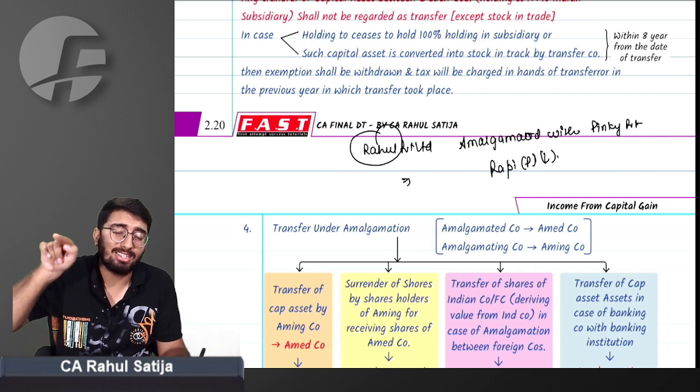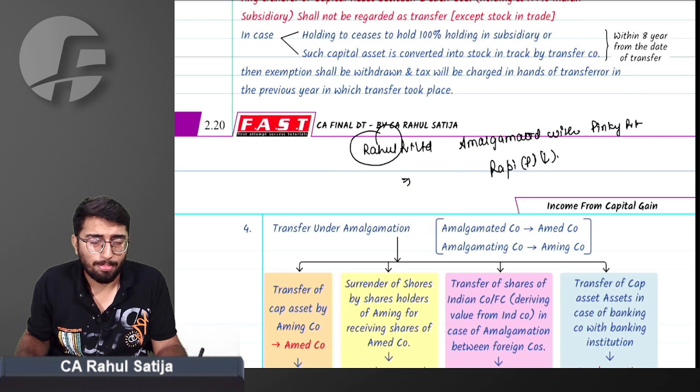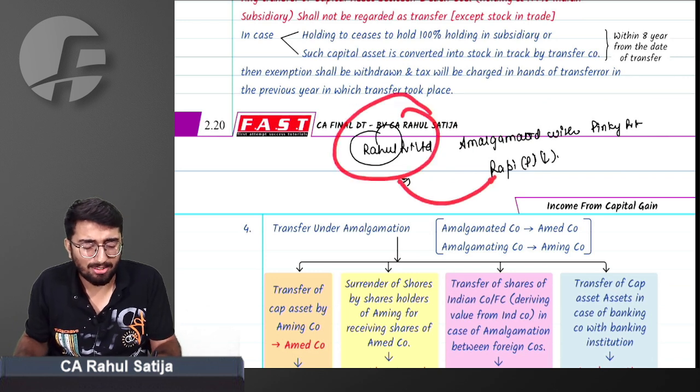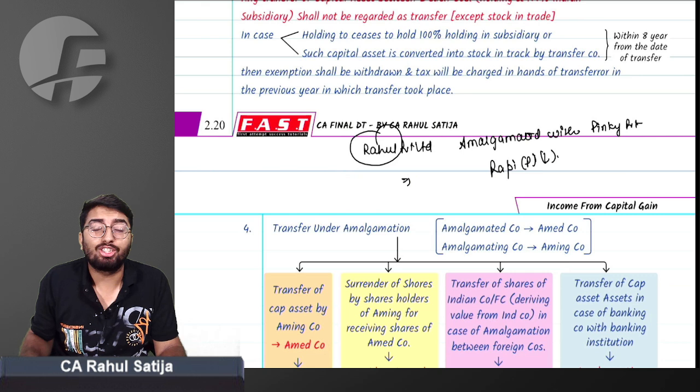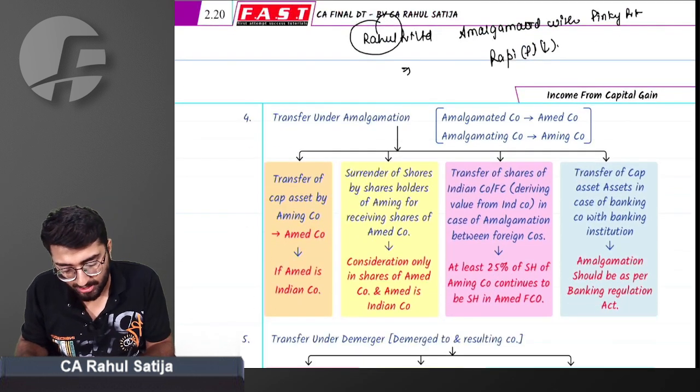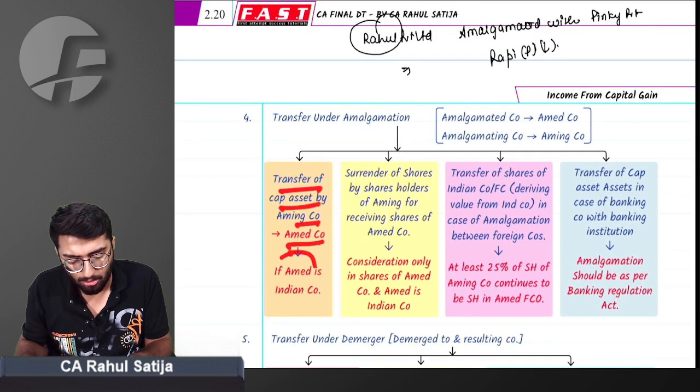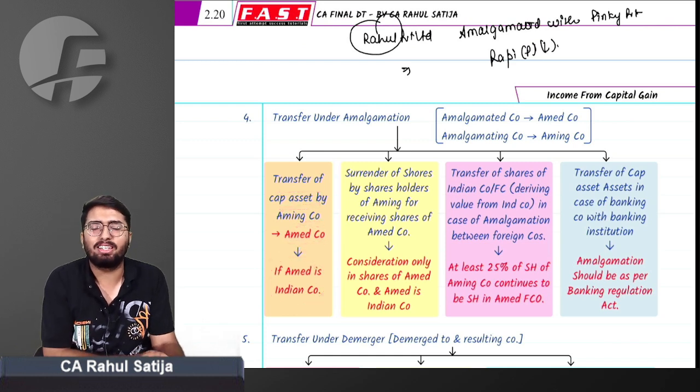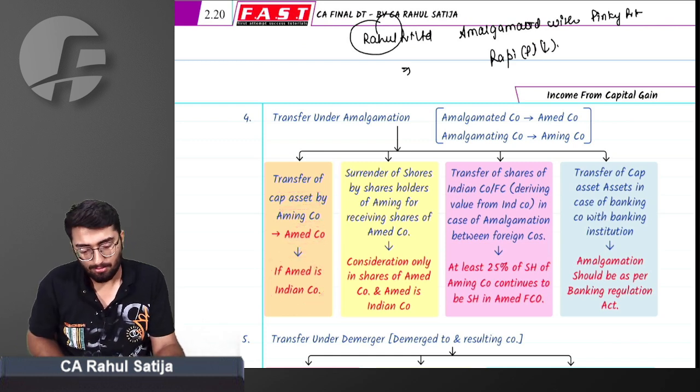Doesn't such transfer of assets amount to transfer? Can I say transfer of such assets amounts to transfer? Right answer is it shall amount to transfer, but provision says transfer of capital asset by amalgamating company to amalgamated company, if amalgamated company is an Indian company, is an exempt transfer.